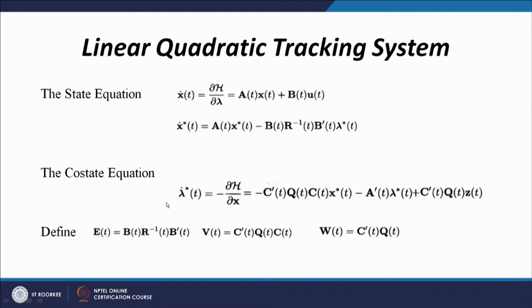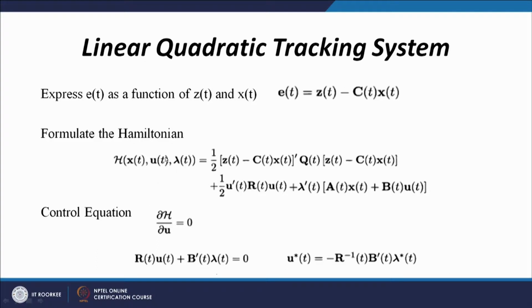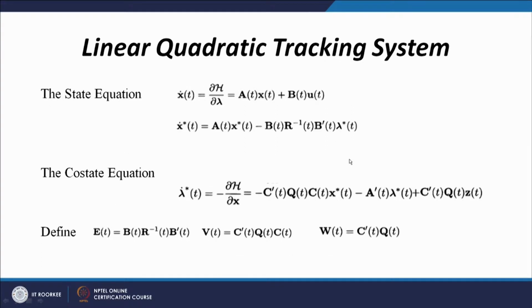Next we will write the co-state equation, which is lambda dot t as minus del H by del x, meaning I am differentiating this H with respect to x with negative sign. So, where the x is involved, Z t is independent. So, my x is involved with the C t x t and here C t x t. So, this will give me the square term. So, what I am getting is C prime q c x t and A prime lambda t plus C prime q z.